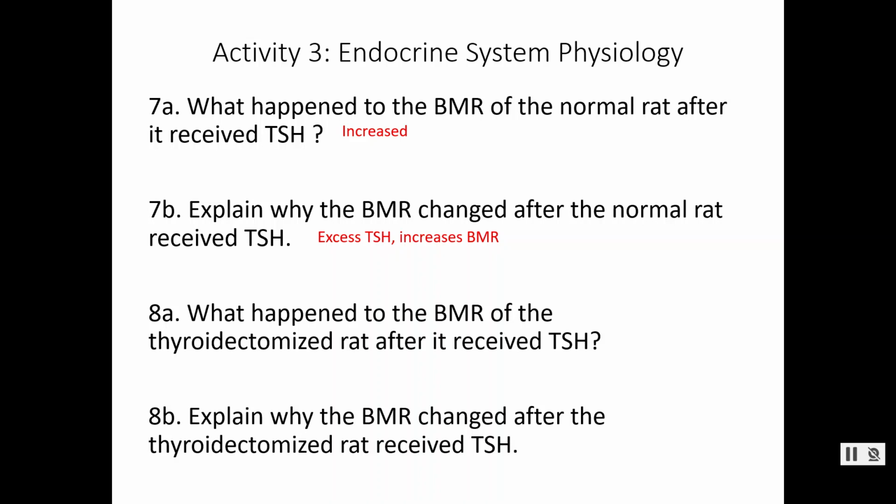What happened to the BMR of the thyroidectomized rat after it received TSH? And explain. Well, it is lower than normal. Why is it still lower than normal? Well, your thyroidectomized rat has no thyroid gland. So providing it with thyroid stimulating hormone, you still don't have a thyroid to stimulate. So your thyroid is still not going to be able to crank out thyroid hormone. Your BMR is still going to remain below normal.